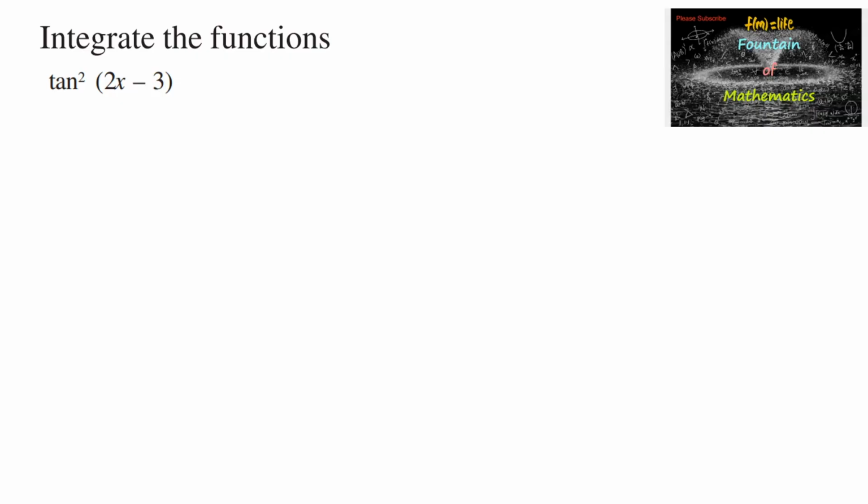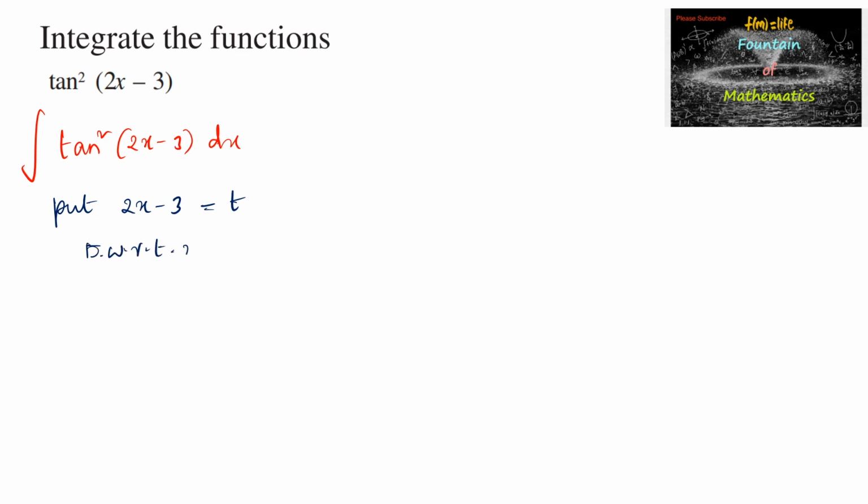Integrate the function tan square of (2x - 3). So we can write the integral of tan²(2x - 3) dx. Let us substitute 2x - 3 = t. Differentiating, we have 2 dx = dt, so dx is equal to 1/2 dt.